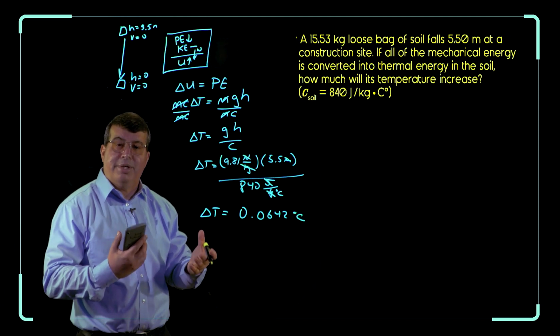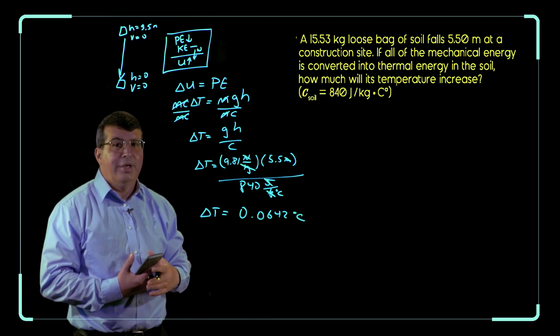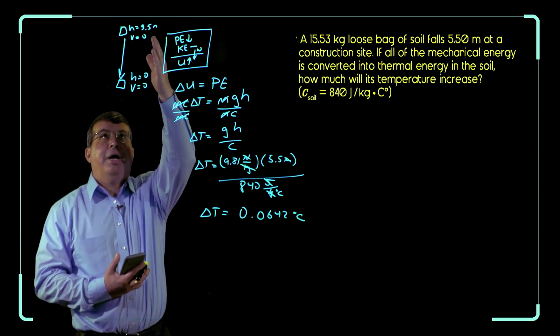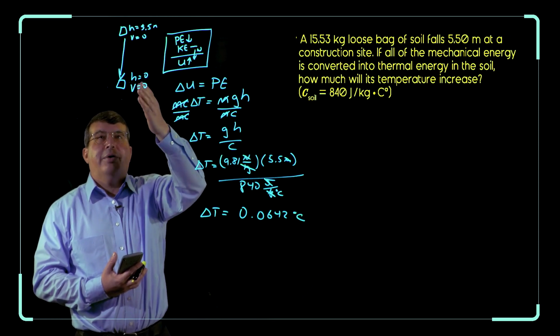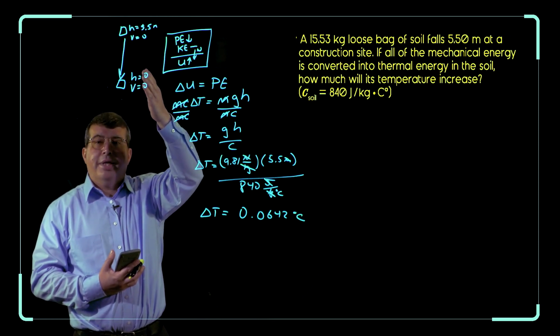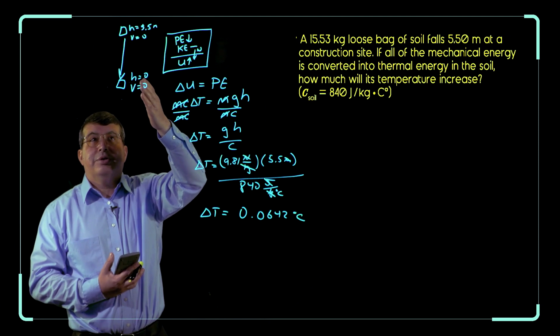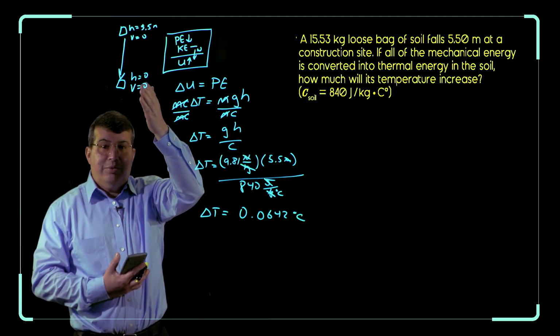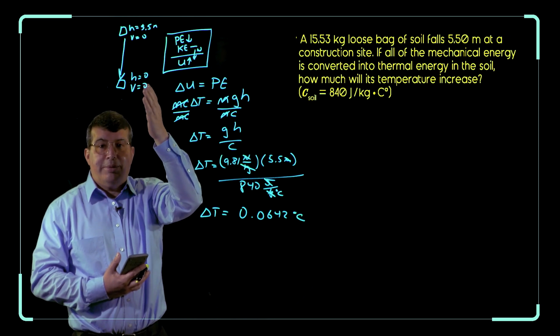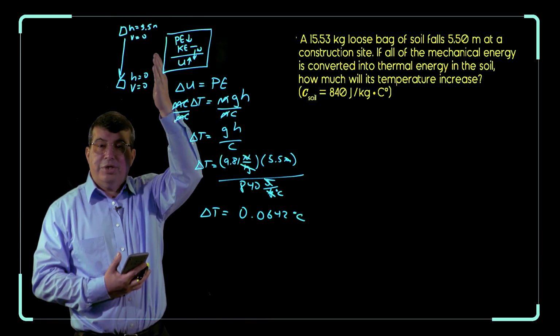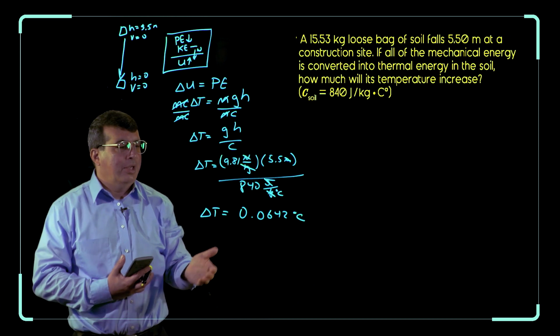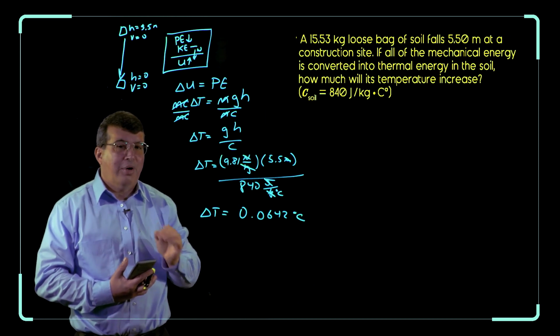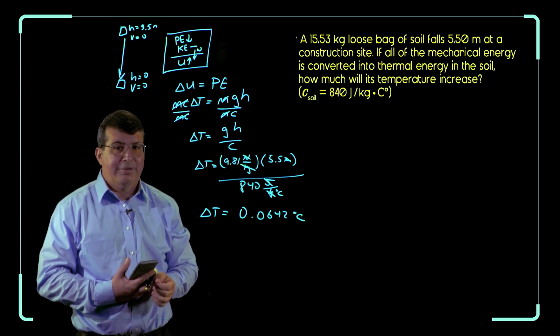But that's important because the energy had to go somewhere. The bag had potential energy up high. It fell. As it fell, that potential energy was converted into kinetic energy, but it lost that kinetic energy when it hit the ground. So where did the initial potential energy go? It went into thermal energy as a very small increase in the temperature of the bag of soil.